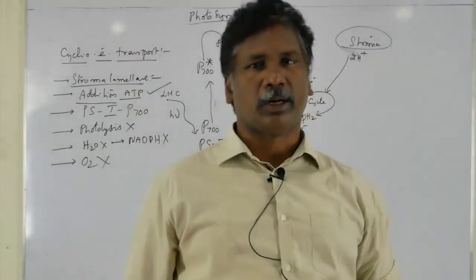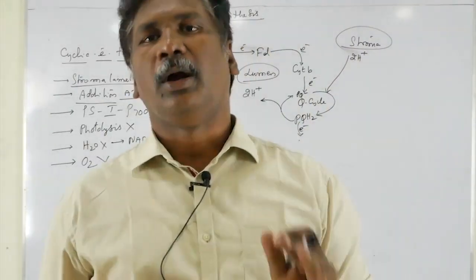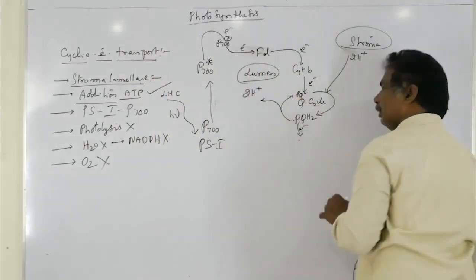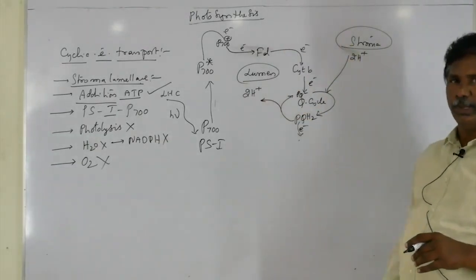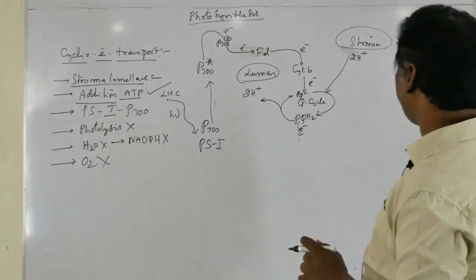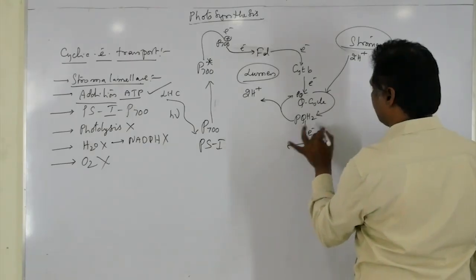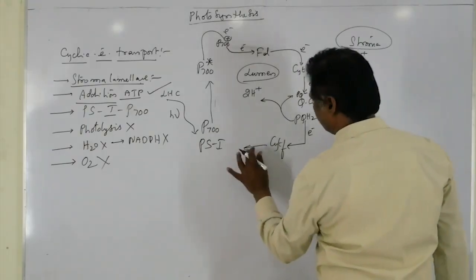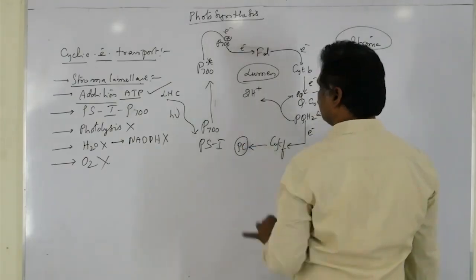Because electron transport takes place within the stroma lamellae, inside the stroma lamellae is called lumen and outside the stroma lamellae is called stroma. So with the help of 1 electron, 2 protons are translocated from stroma to the lumen. Then the electron is accepted by another electron acceptor, called cytochrome F. From cytochrome F, the electron moves into another electron acceptor, plastocyanin.